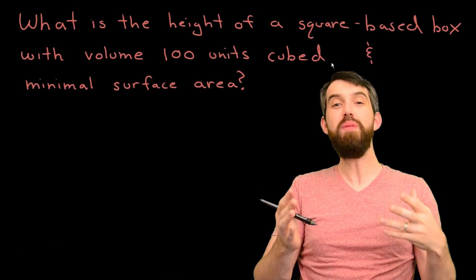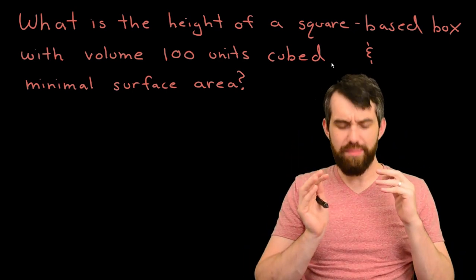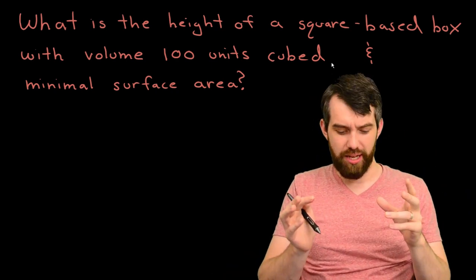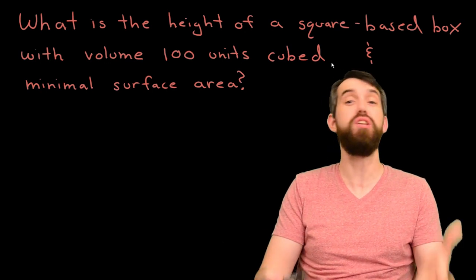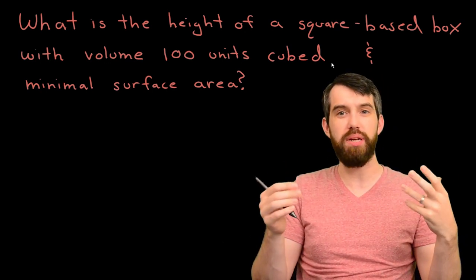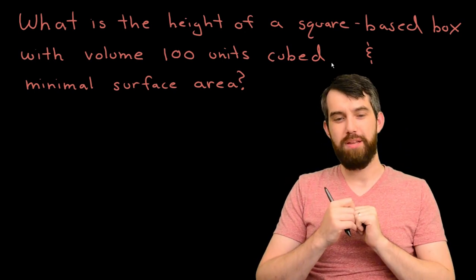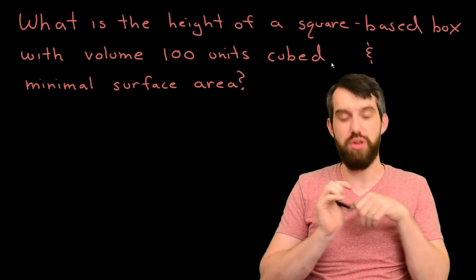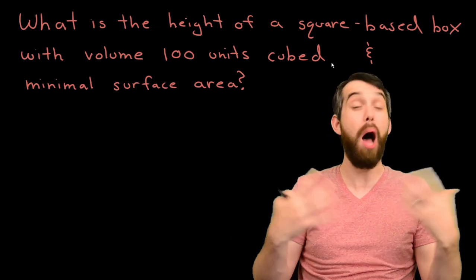In this video, I'm going to be investigating a particular optimization problem. I'm looking at what is the height of some square-based box where the volume has a constraint on it. The volume is 100 units cubed, but our goal is not just any box, but the box that has minimal surface area. So it's the surface area I'm trying to minimize, subject to the constraint that the volume here is fixed.